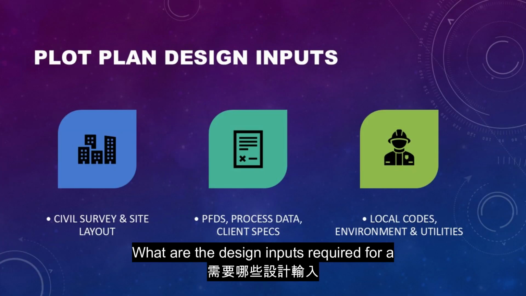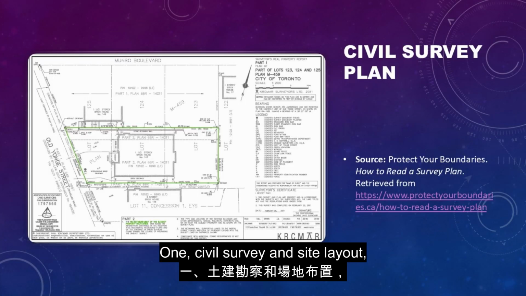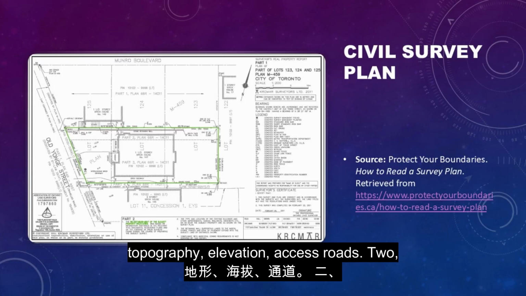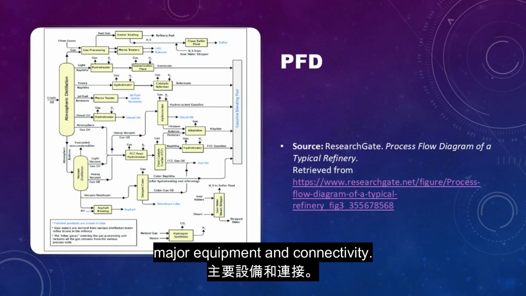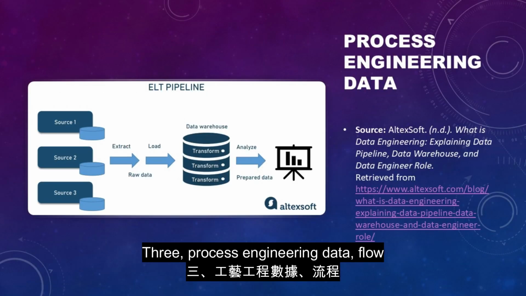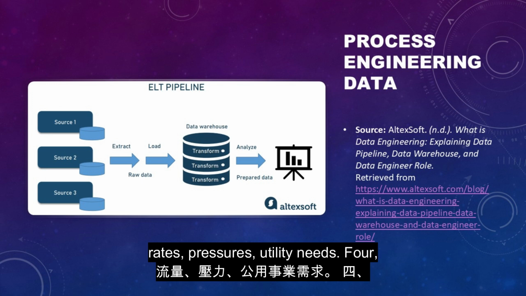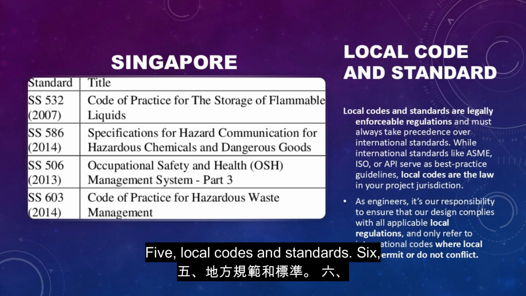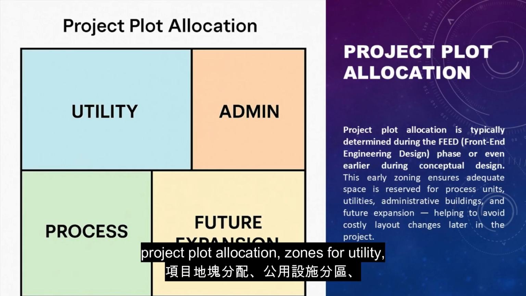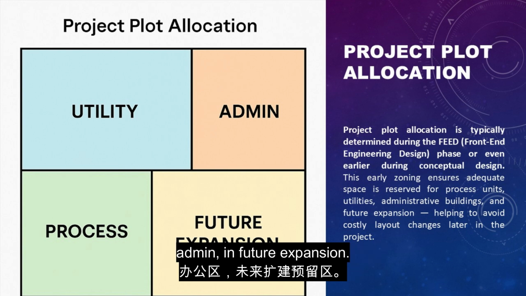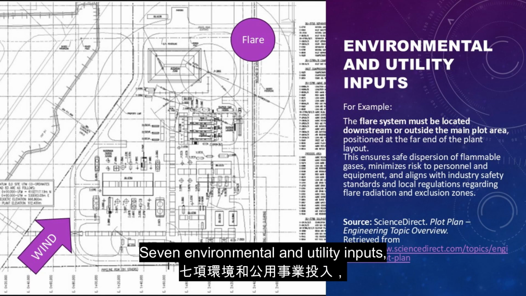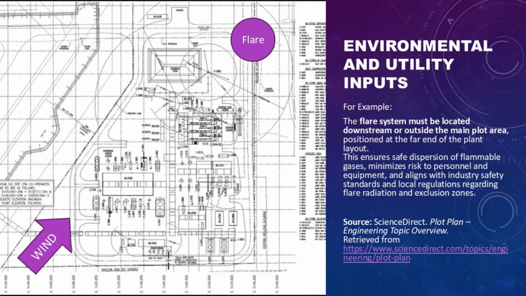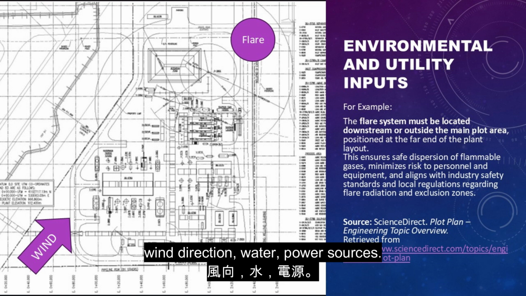What are the design inputs required for a plot plan? 1. Civil survey and site layout, topography, elevation, access roads. 2. Process flow diagrams, major equipment and connectivity. 3. Process engineering data, flow rates, pressures, utility needs. 4. Client specifications, spacing, safety zones. 5. Local codes and standards. 6. Project plot allocation, zones for utility, admin, future expansion. 7. Environmental and utility inputs, wind direction, water, power sources.